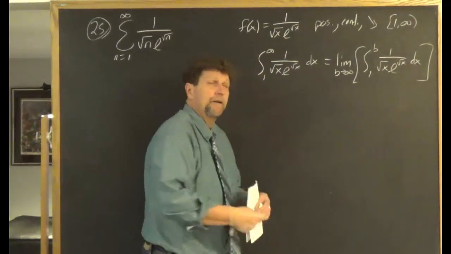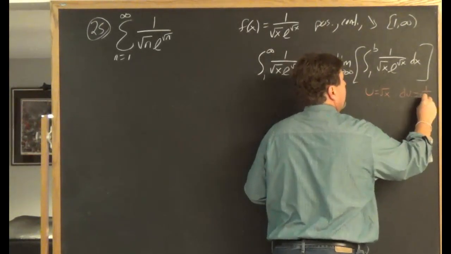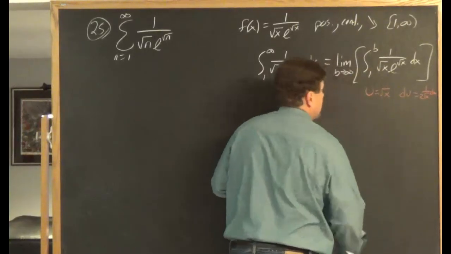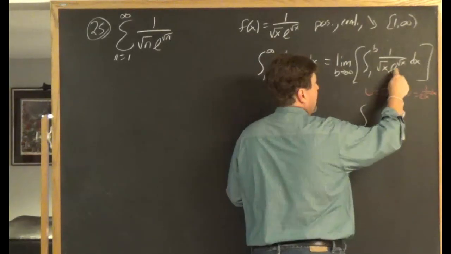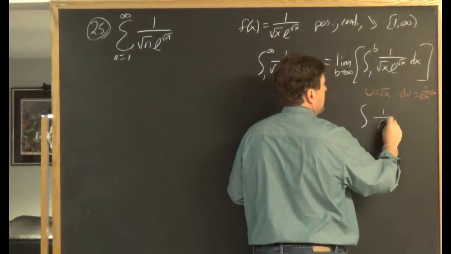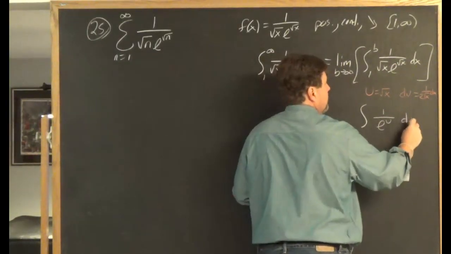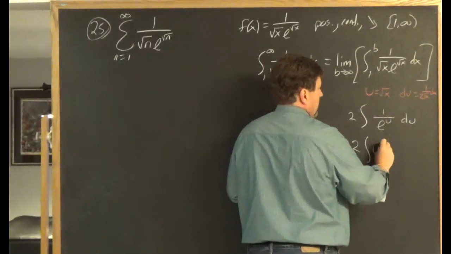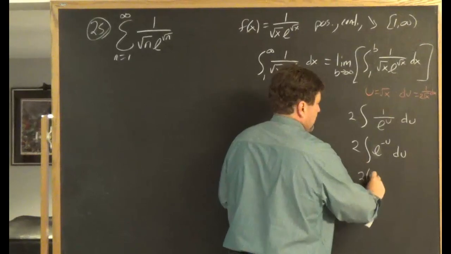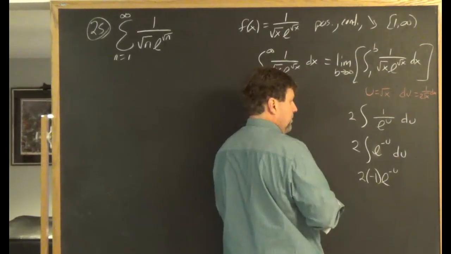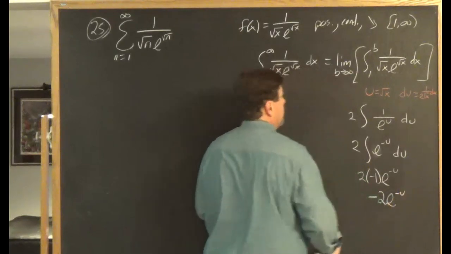And like I just foreshadowed, there's a u sub here. U is square root x, du is 1 over 2 square root x dx. So when I crank this integral through the u sub, I'm going to have an e to the u, and then the 1 over square root x dx, well that's a 2 du. Rip the 2 out front. I would rewrite 1 over e to the u as e to the negative u. Now it's easy to integrate. So that's 2 times a negative 1 times e to the negative u. So this is negative 2 e to the negative u.